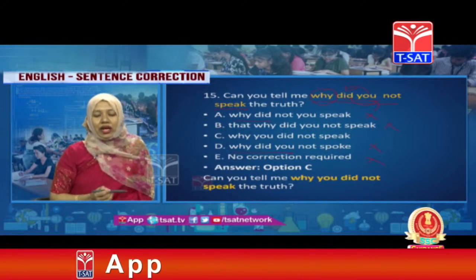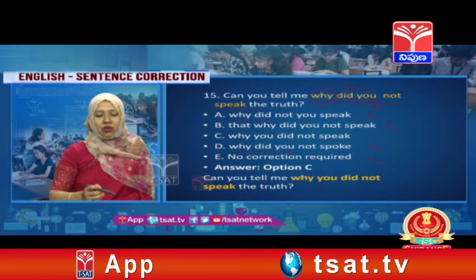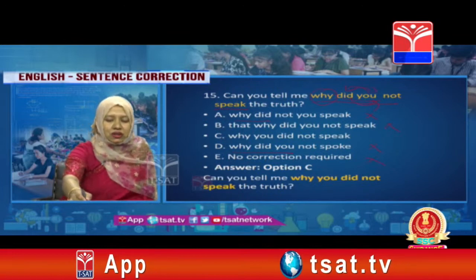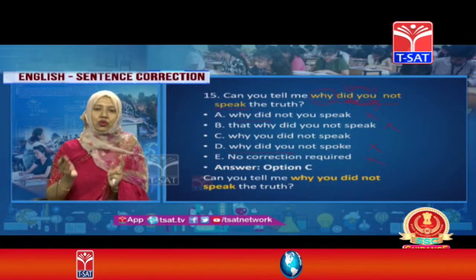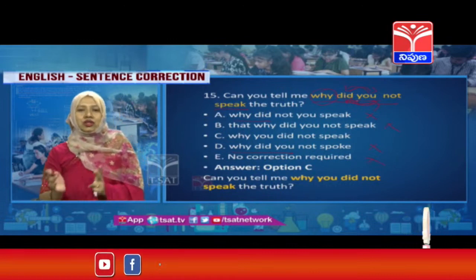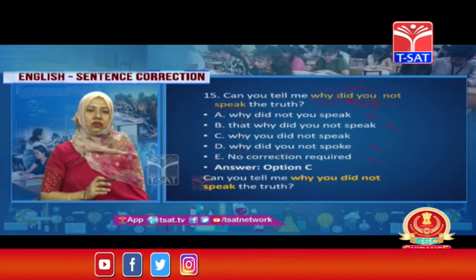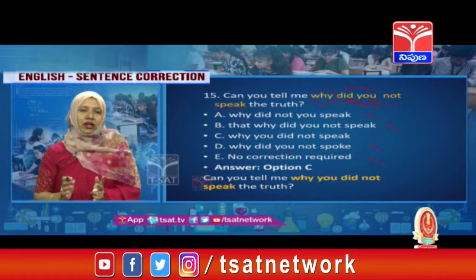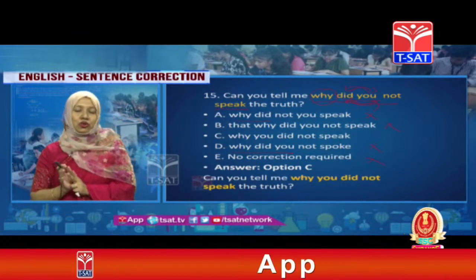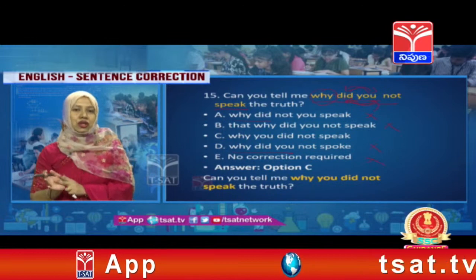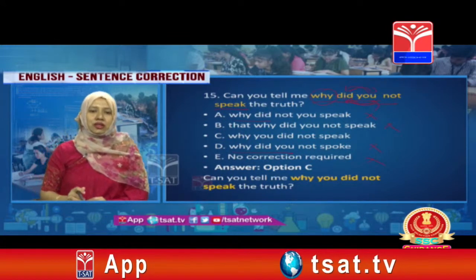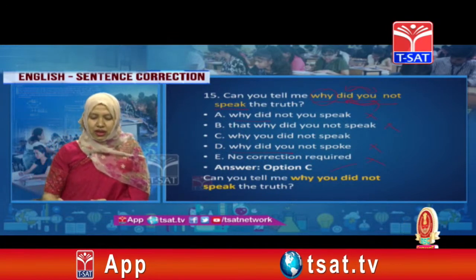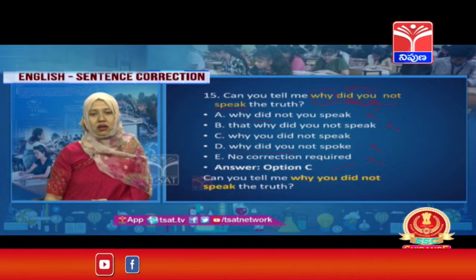Can you tell me why you did not speak the truth? Only the arrangement of words, the word order, is wrong here. You should come before and did should come after the WH word. Why, after why, did should come. You should come after why and did should come after you. This is the mistake here. So option C is the correct one. Why did you not speak the truth?